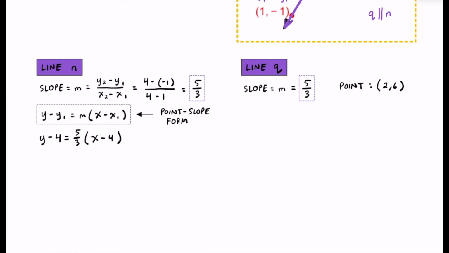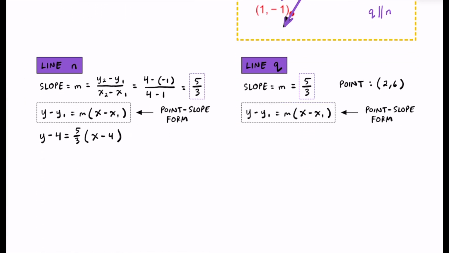So again, this brings us back to that point slope form, which is this thing over here. So we're going to substitute in 5/3 for m, this 2 for x1, and then the 6 for y1. So if we do that, we're going to get y minus 6 is equal to 5/3 multiplied by x minus 2.